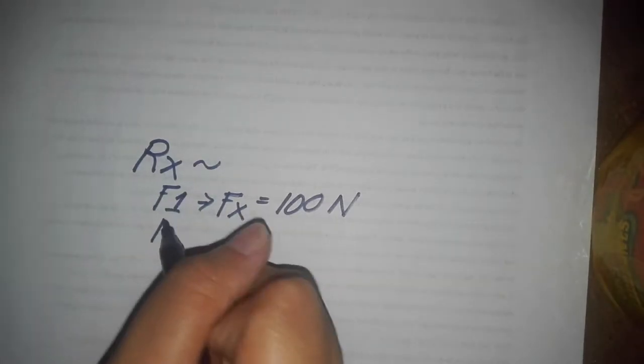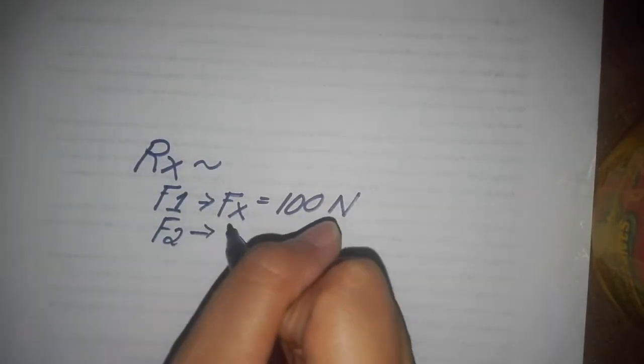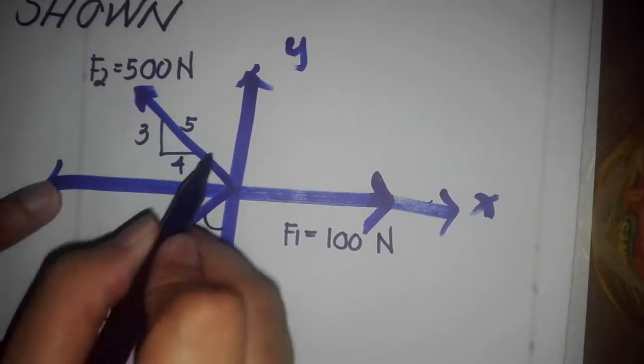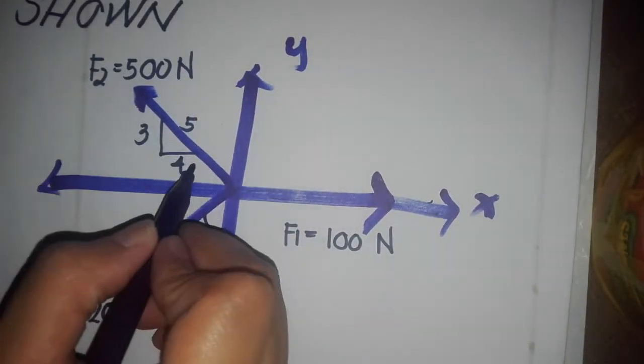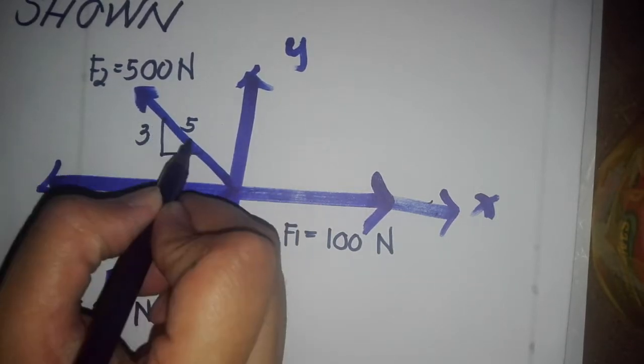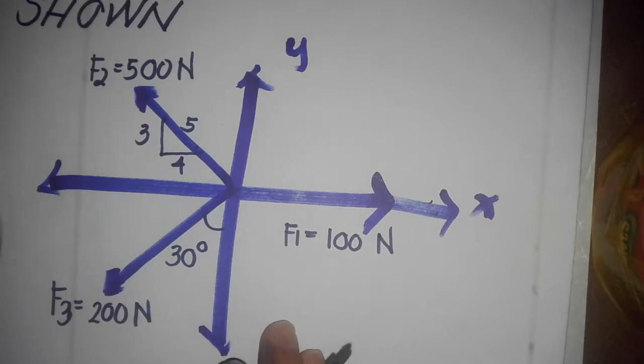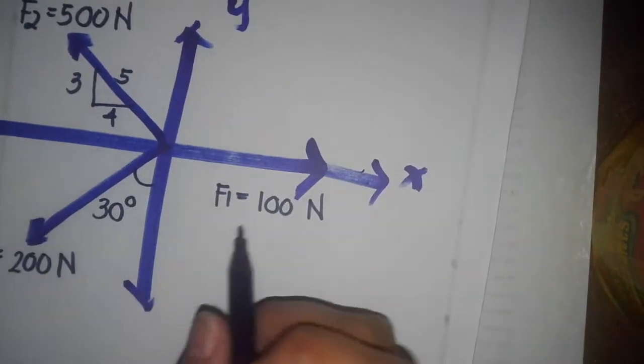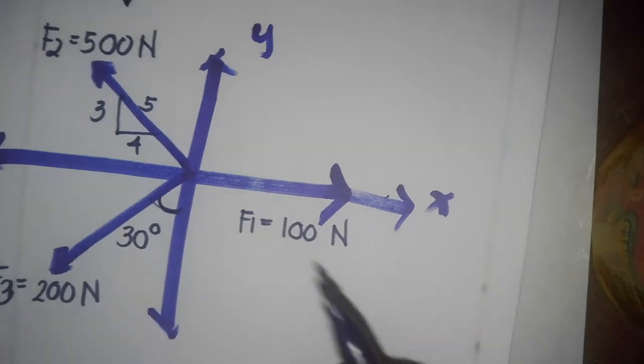Now, for the second force, F2, it's Fx, and we can see the given triangle with a horizontal of 4 and vertical of 3 with a hypotenuse of 5. You can compute for the Rx by the equation 500 times 4 over 5. Now, why didn't I use the angle like this?